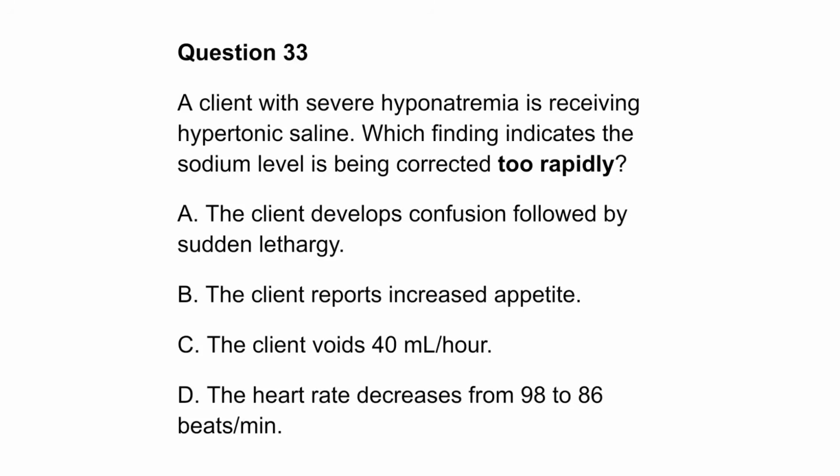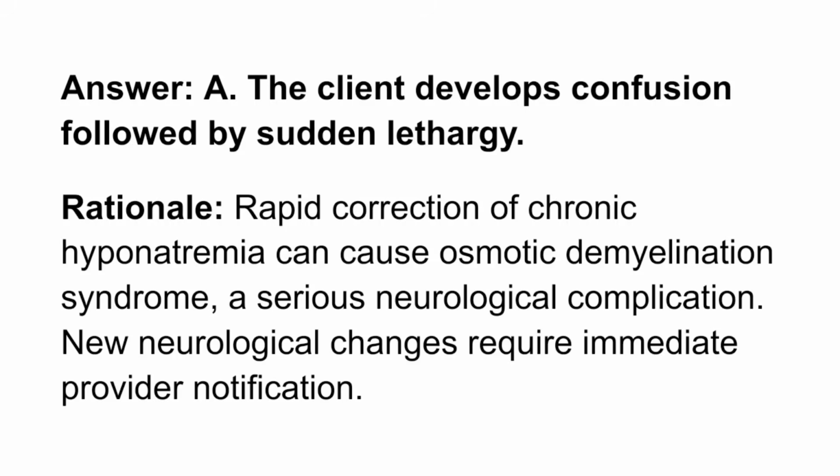Question 33. A client with severe hyponatremia is receiving hypertonic saline. Which finding indicates the sodium level is being corrected too rapidly? A. The client develops confusion followed by sudden lethargy. B. The client reports increased appetite. C. The client voids 40 milliliters per hour. D. The heart rate decreases from 98 to 86 beats/min. Answer: A. The client develops confusion followed by sudden lethargy. Rationale: rapid correction of chronic hyponatremia can cause osmotic demyelination syndrome, a serious neurological complication. New neurological changes require immediate provider notification.